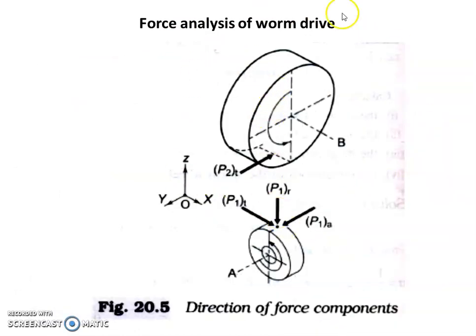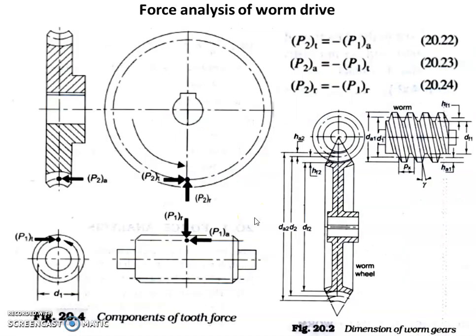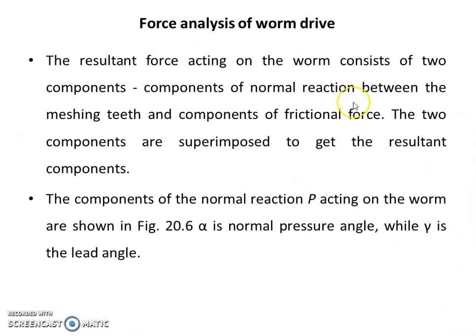The same thing in three-dimensional case we can observe here. This is the tangential component of force which becomes the axial component of force here. So the tangential component of force in case of worm wheel is the axial component of force in case of worm. This is the radial component of force for both, and this is the tangential component of force for worm, which becomes an axial component of force. So the relation we should understand here is P2T is equal to minus P1A, which indicates the sign and magnitude are the same. Similarly, P2A is equal to P1T and P2R is equal to P1R.